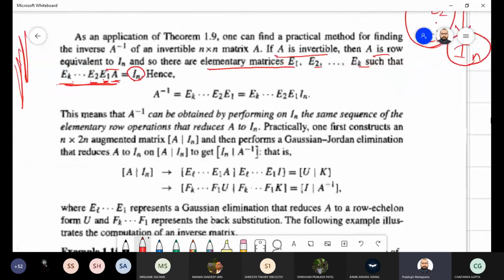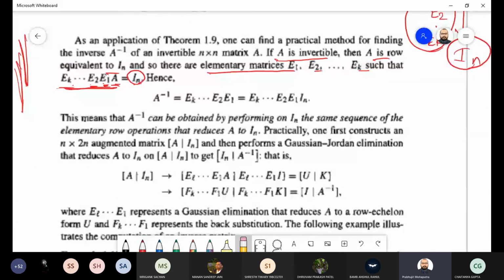Let me show you. This expression is okay? Yes, sir. This one okay or not? This expression is okay? Yes, sir. With A, we are doing so many row operations to get the identity matrix.